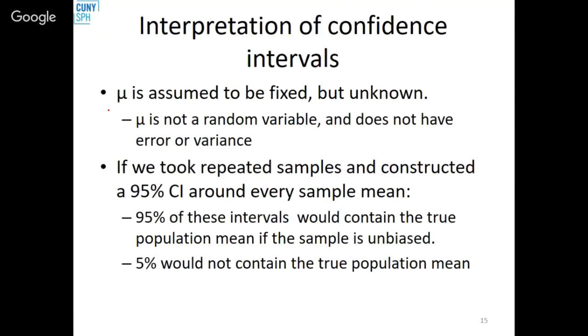Now, keep in mind, what we are not doing is giving an error or a variability on the population mean. We assume that that is a fixed point value. We just don't know what it is. But it doesn't have error. It doesn't have spread, nothing like that. Population mean is just one value. So it doesn't have error or variance. This is a frequentist worldview.